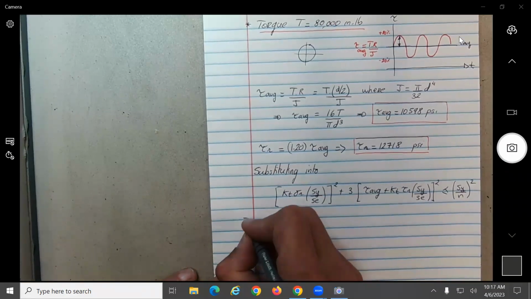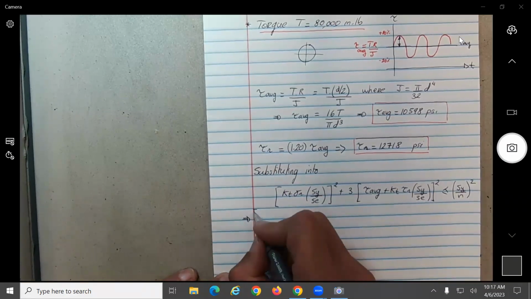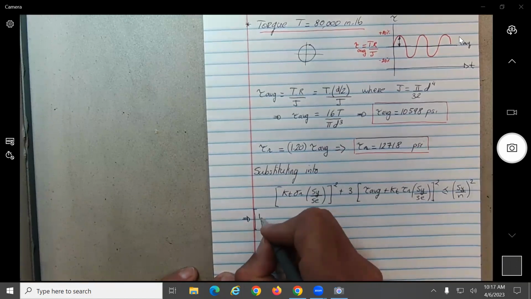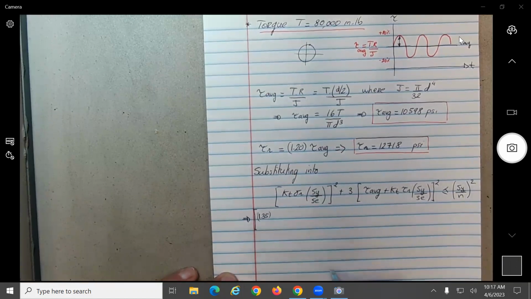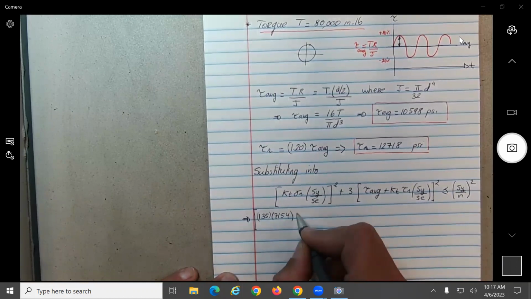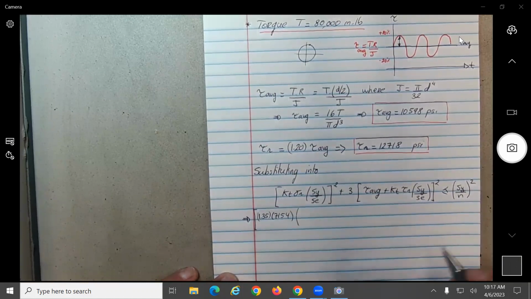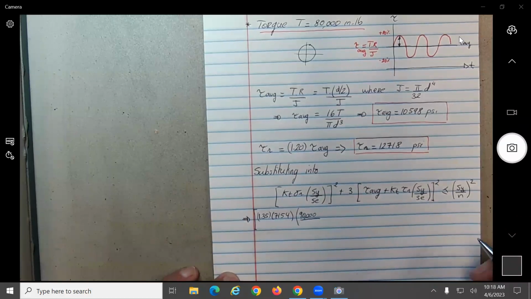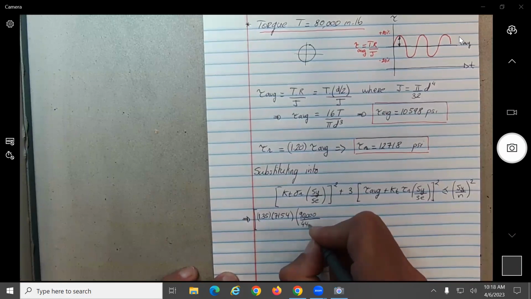So let's see what we get. Now it's just a matter of substituting values. K of T we said was equal to 1.35 times sigma sub R, 7,154, times the yield value given to us, 90,000, divided by the endurance value, which is 44,000.